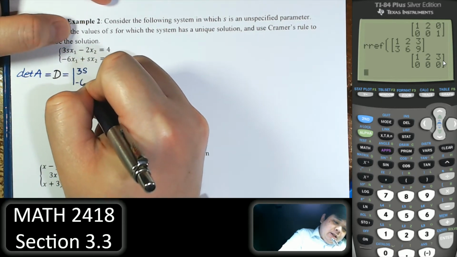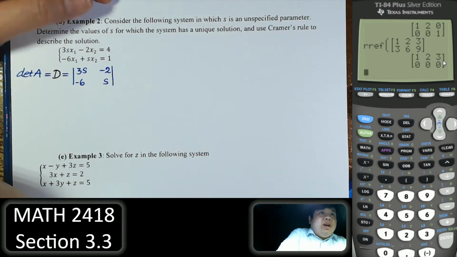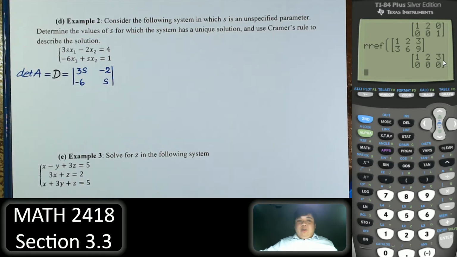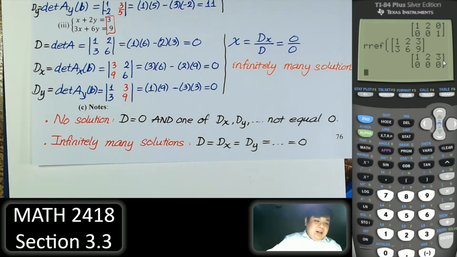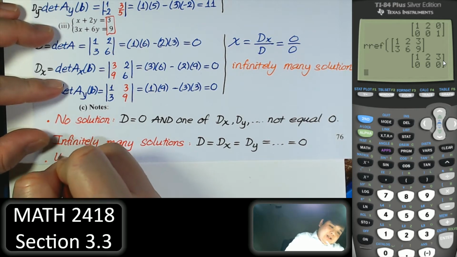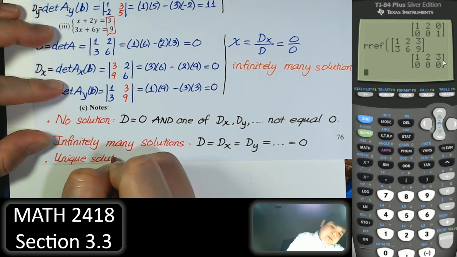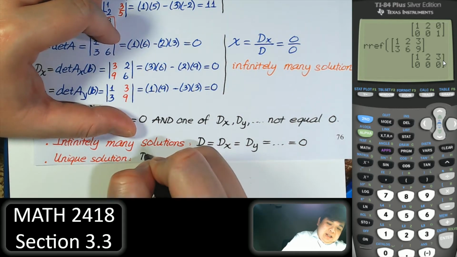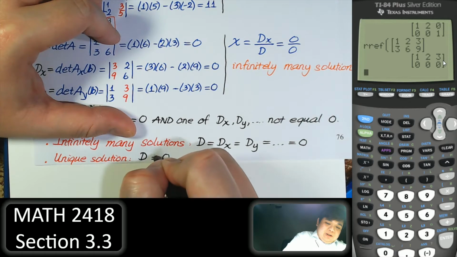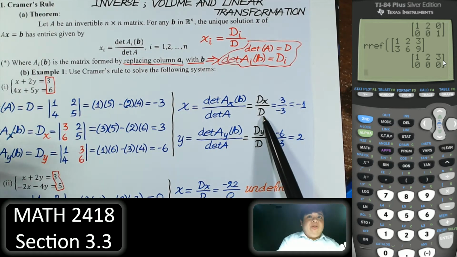And -6, and then s. Right, so that is the determinant. One thing I also want to write, in case there's a unique solution: in order to have a unique solution, what we have is just d is not equal to 0. As you see, if d is not equal to 0, dividing by something different than 0 is always defined.